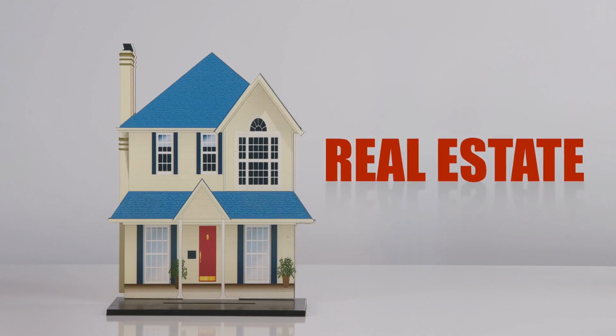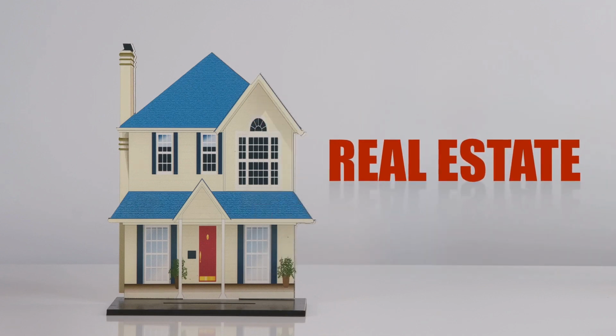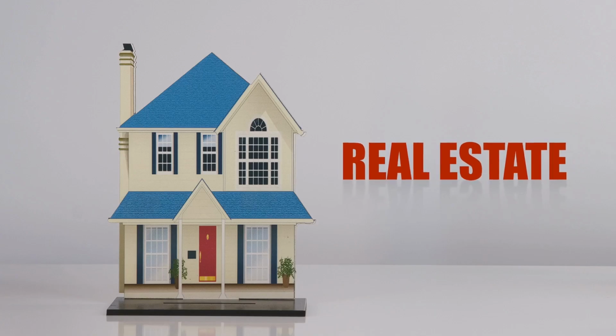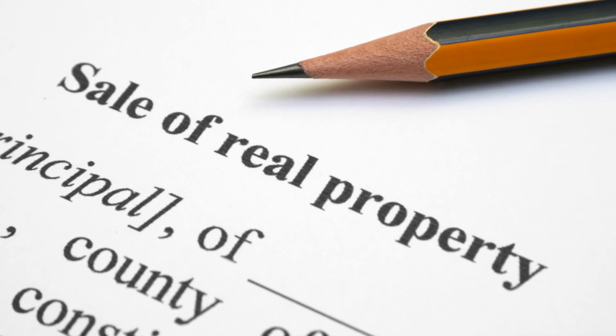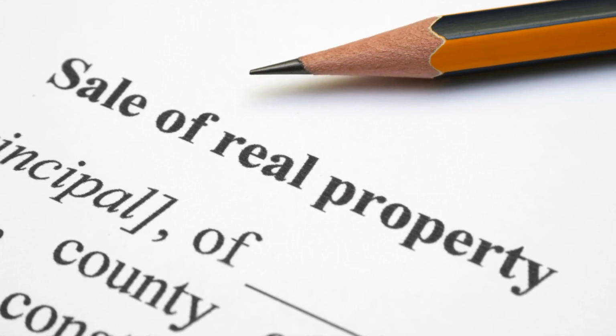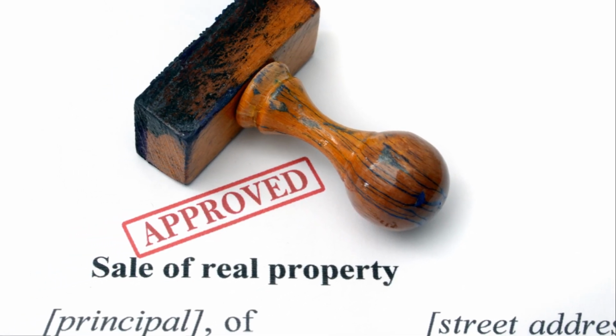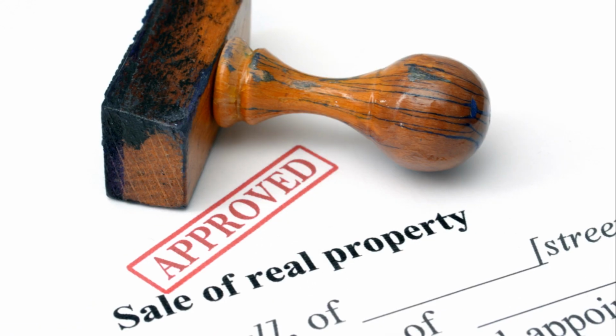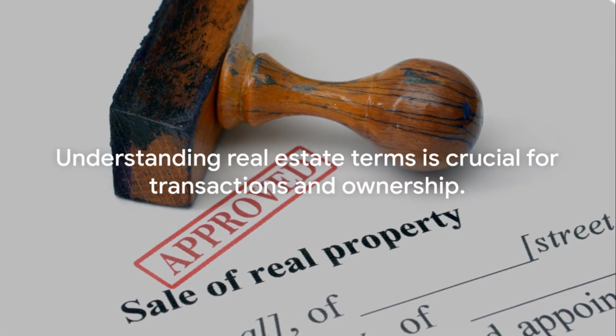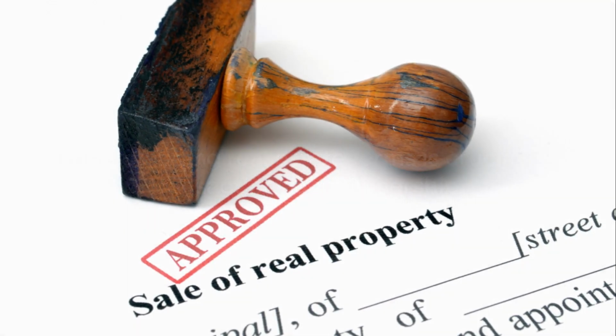If you answered A, claim by a non-owner, then pat yourself on the back because you are correct. In real estate, an encumbrance refers to any claim or lien on a property by a party that is not the owner. It could be a mortgage, an easement, or even a legal claim like a lien. Understanding this term is vital as it directly impacts property ownership and transactions.